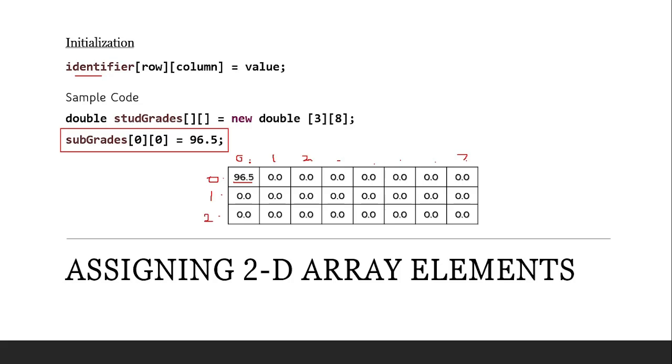So, for example, gusto mo namang lagyan si row 2. Row 2, column 5. So, you just need to identify where is row 2. So, this is row 2, column 5: 0, 1, 2, 3, 4, 5. This one. Then, ito yung mapapalitan natin ng value. Okay? So, that is how we assign to the array elements.